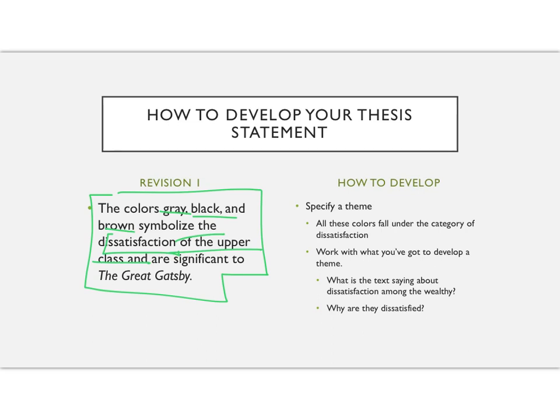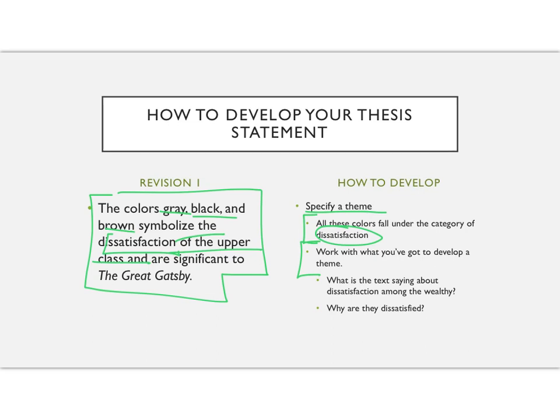So then how do we develop this even more? How do we make it a sufficient thesis statement? We need to specify a theme, right? So again, I just outlined here what's done well in that first revision. All these colors fall under the category dissatisfaction. And then I'm going to work with this overarching symbol of dissatisfaction, right? That all these colors very broadly symbolize dissatisfaction of the upper class to help me develop my theme.